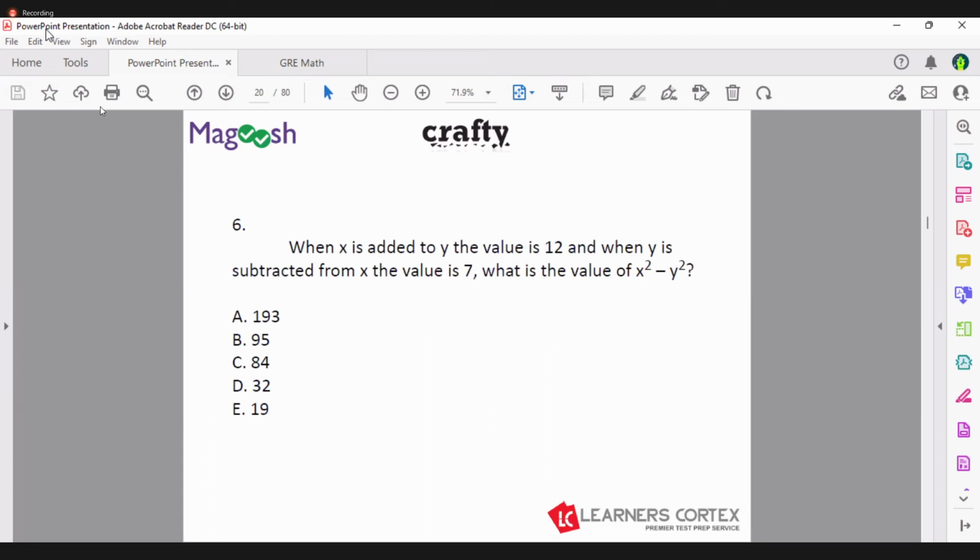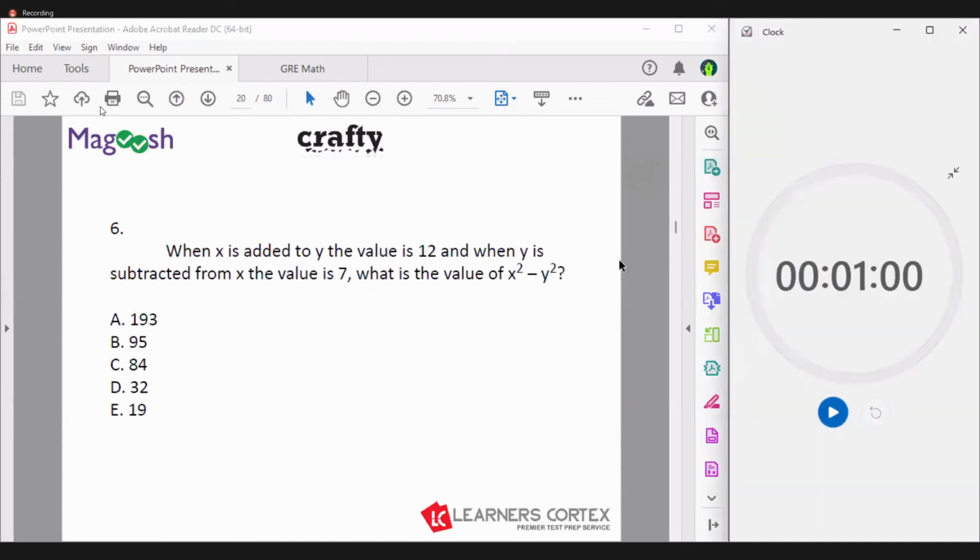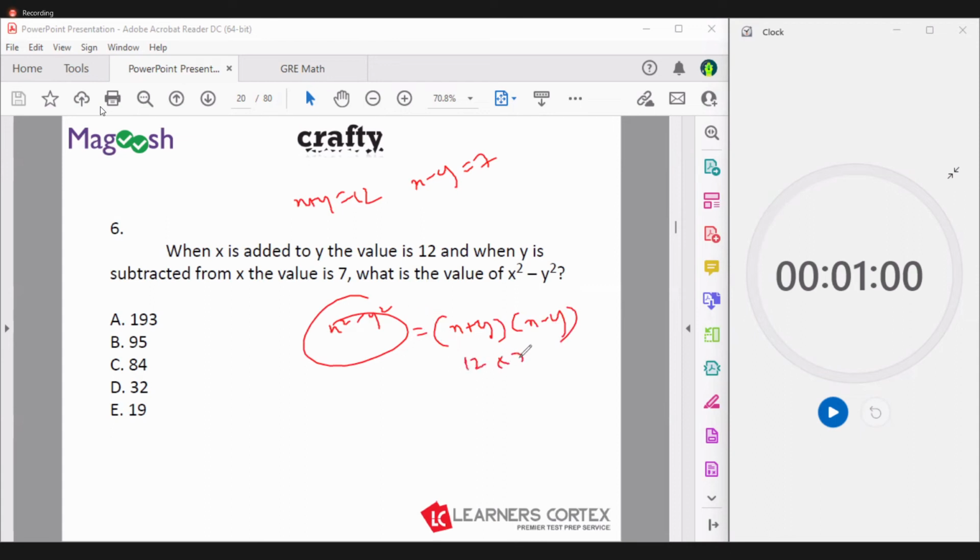We'll start with this question here. This wouldn't take more than 1 minute. I'll discuss this question on my own, and then from the next question on, you all can start answering. When x is added to y, the value is 12, and when y is subtracted from x, the value is 7. What is the value of x square minus y square? This is basically x plus y multiplied by x minus y. So 12 times 7, which is 84. So here it is 84.